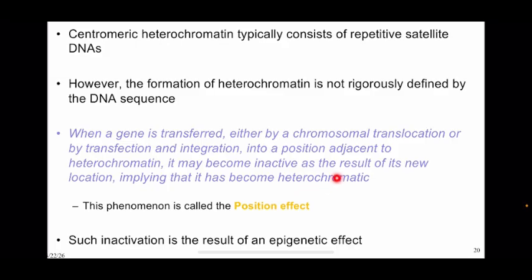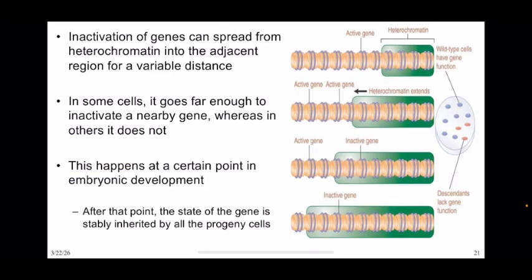So based on the surroundings, even if the gene you are taking in is actually euchromatic, if that surrounding is heterochromatin, it is at risk of being repressed because of its surroundings, and this phenomenon is called position effect, right? This is also an epigenetic effect, because in its natural state it is euchromatic, but because of its surroundings it has now been inactivated.